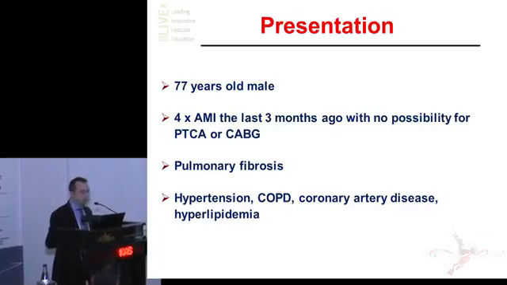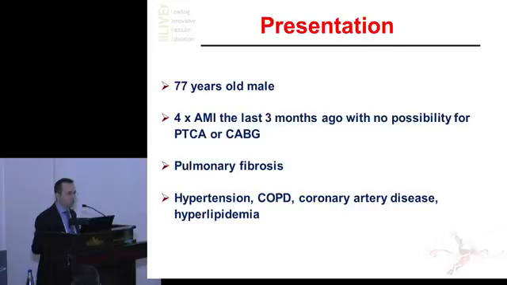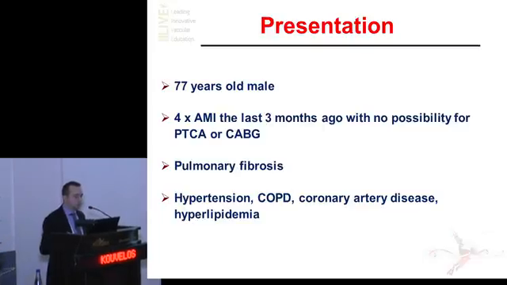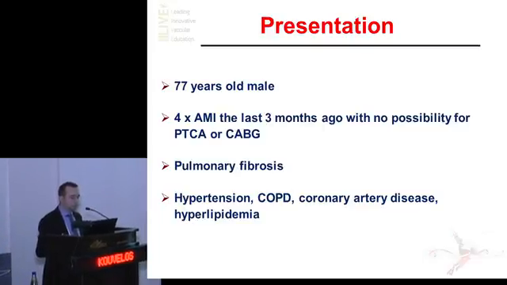Our case concerned a 77-year-old male who suffered, during the last 3 months, 4 acute myocardial infarctions with no possibility for PTCA or CABG. He also had pulmonary fibrosis, hypertension, COPD, coronary artery disease, of course, and hyperlipidemia.